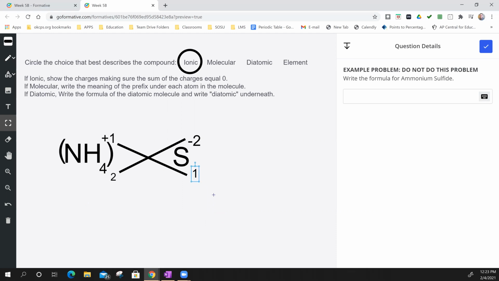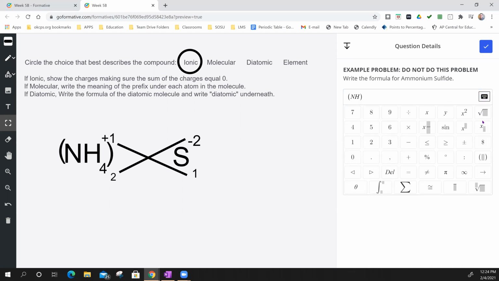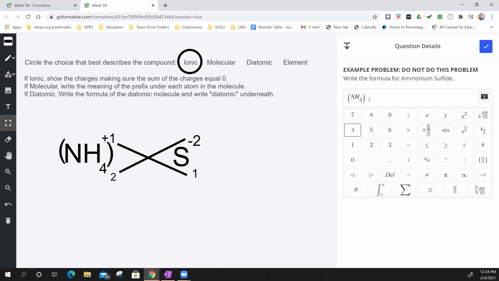Okay, so now we can see that 2 times 1 is +2, and 1 times -2 is -2. And so we have the sum of the charges equals 0. So that condition occurs when we have 2 ammonium ions. So we're typing NH, we're going to go to the calculator, subscript the 4, outside of the parentheses, we're going to subscript a 2. And that matches our picture.